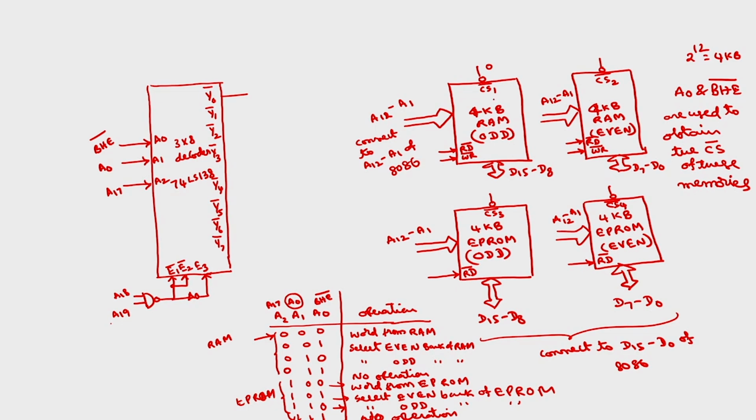Now, in order to select CS1, how to obtain the Boolean expression for CS1? This is 4 kilobytes of the odd RAM bank. Here also this odd RAM bank has to be selected, as well as here also, because if I want to select the word, both even and odd banks have to be selected. So in the first combination we need the first RAM odd bank, and in the third combination also we need this. So in the first combination, which of the outputs will be selected? Y0 bar. This is Y0 bar and this is Y2 bar.